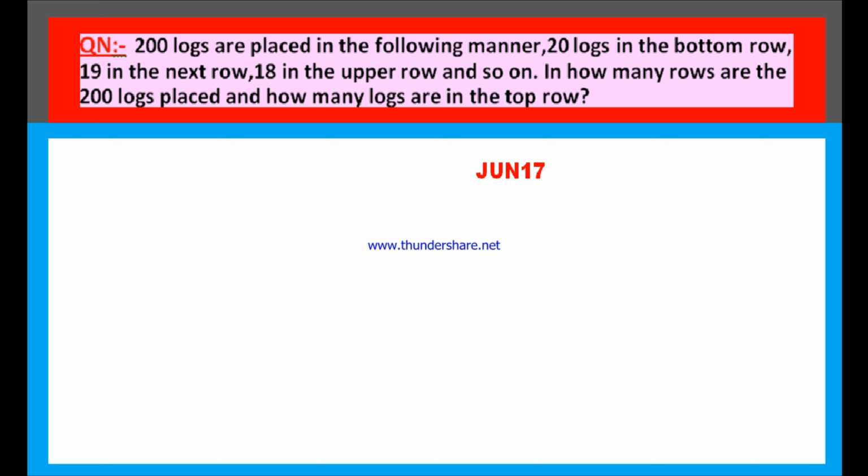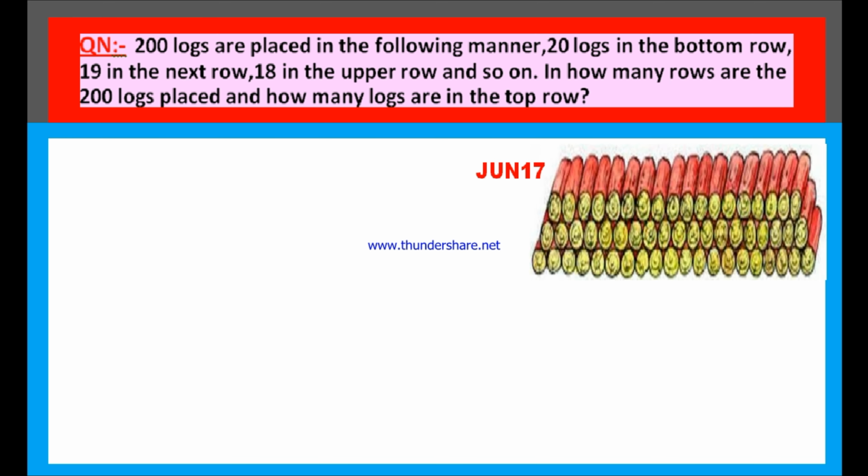This question appeared in June 2017. Look at the diagram here. There are 20 logs at the bottom row, and above this row there is another row placed, and in this row there are 19 logs, and above these 19 logs there are 18 logs. Like this we have to keep all these 200 logs. If we keep like this, how many rows are formed to get 200 logs is one question. And the second question is, what is the number of logs at the top row? There are 2 points we have to answer here.